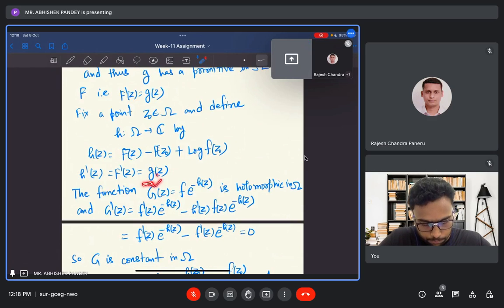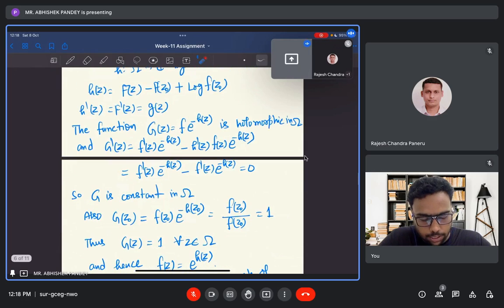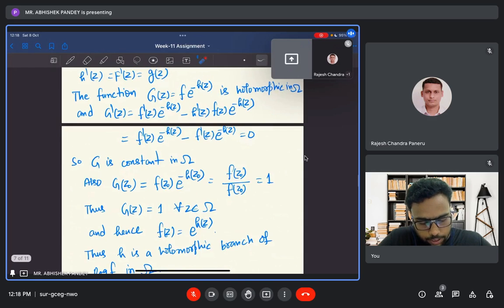Now the function capital G(z), this one, is holomorphic in omega. Why? F is holomorphic, H is holomorphic, and this is basically a composition, and this is a multiplication, so it is holomorphic also. Now once you calculate the derivative of this capital G, it is 0. So G is constant in omega.